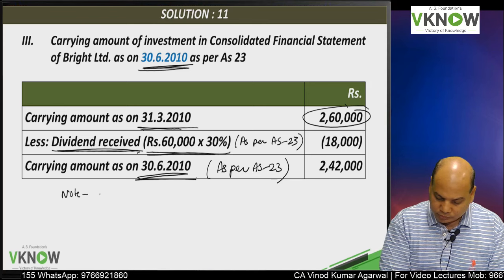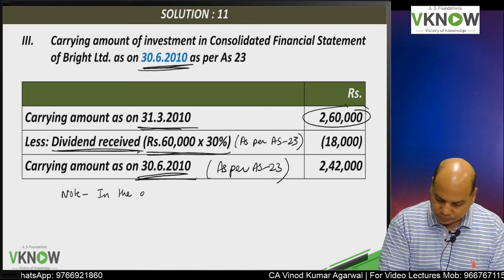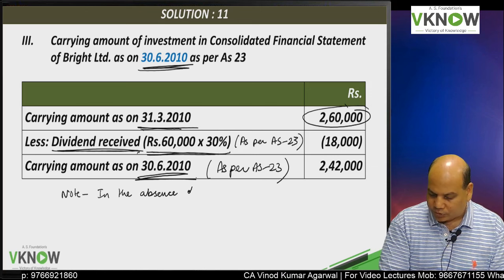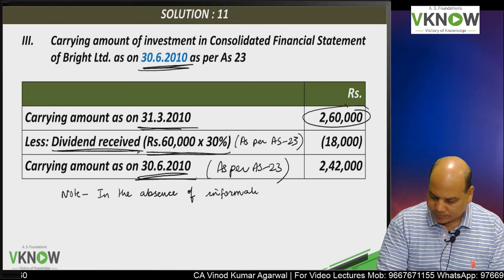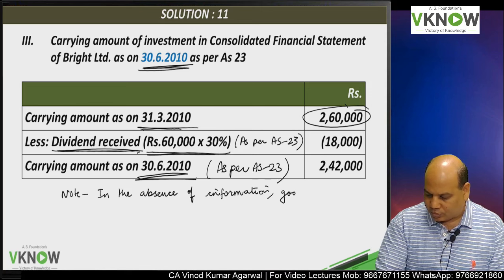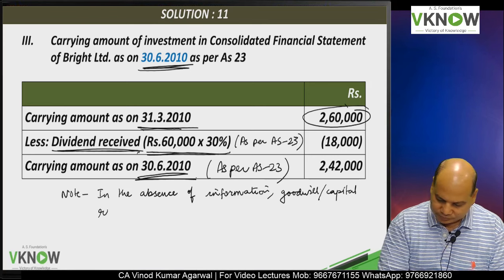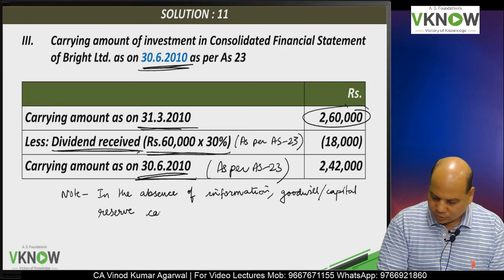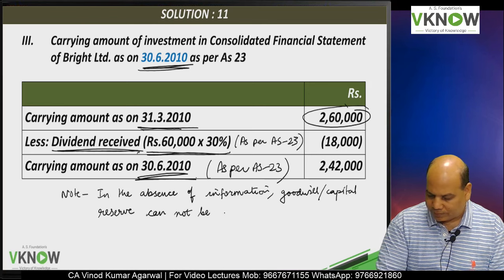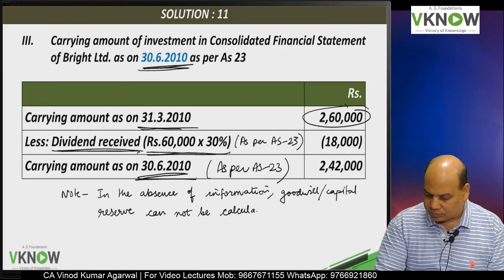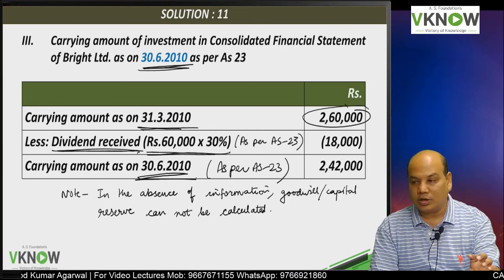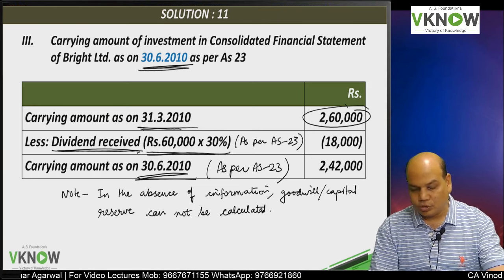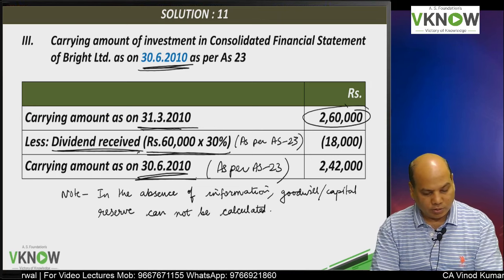and we'll write a note. In the absence of information, goodwill or capital reserve cannot be calculated because we are not given share capital of the associate. If you look at the problem, you don't know what was the net asset on that date of acquisition. So, goodwill or capital reserve cannot be computed.